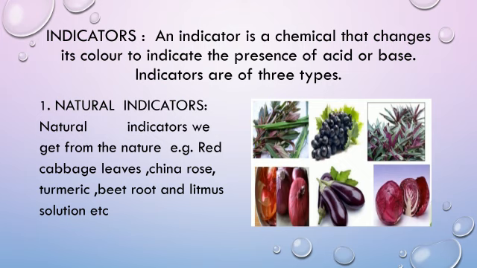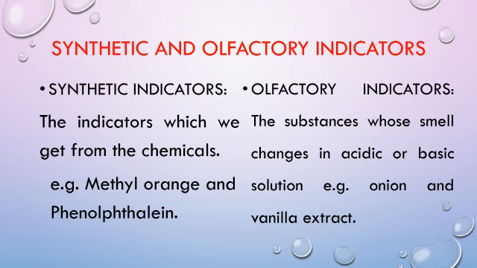Let us discuss the indicator. An indicator is a chemical that changes its color to indicate the presence of acid and base. Indicators are of three types. Number one, natural indicators. Natural indicators we get from nature. Example, red cabbage leaves, China rose, turmeric, beetroot and litmus solution are used as natural indicators.